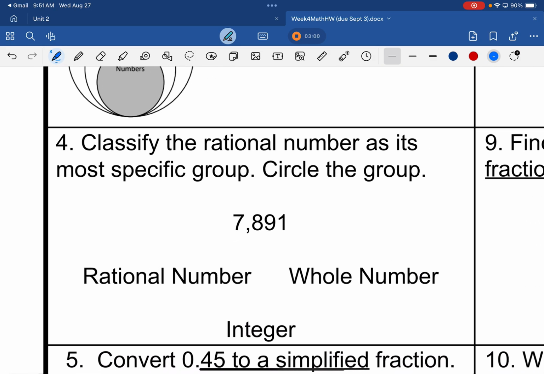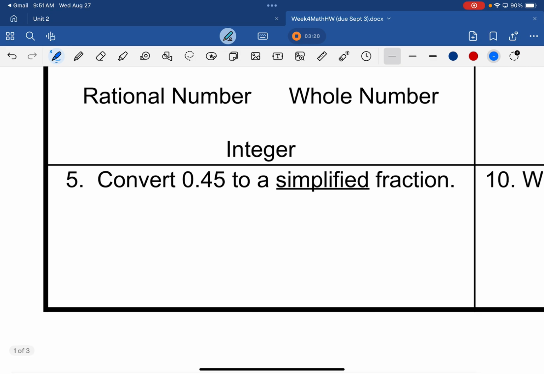All right, we are classifying the number 7,891. It says, which is the most specific group. So I know that this number might be all of the things, but I want to know which is its actual identification. Like, where would it go on that circle map like we just looked at above? So there's one that you will choose.